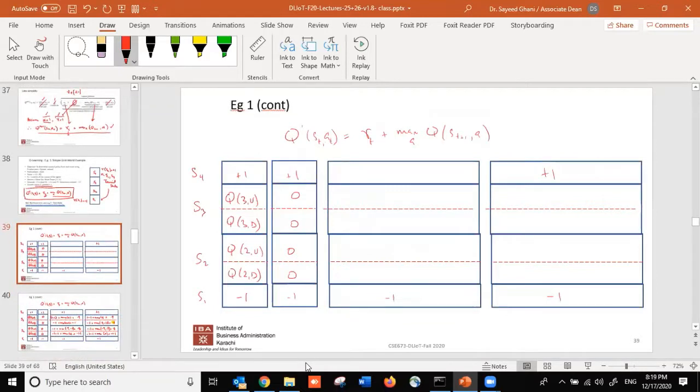This is a simple table that I'd like you to help me fill out. What I'm showing here is a 4-state grid example: S1, this is S2, this is S3, this is S4. I've shown S1 and S4 a little smaller because these are terminal states. You have a reward of -1 here, a reward of +1 over here. And you start off by making all the Q values equal to 0.